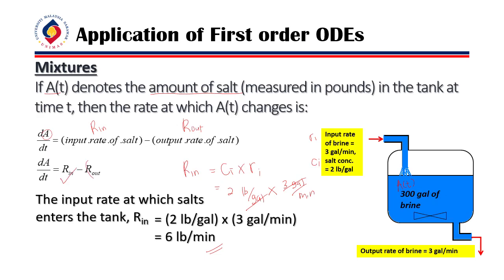How about R out, the output rate of salt? This one, the output rate, uses small r out. So R out is similar to C out times r out. We don't know the concentration C out here. So how are we going to solve this problem? You go to the next slide.